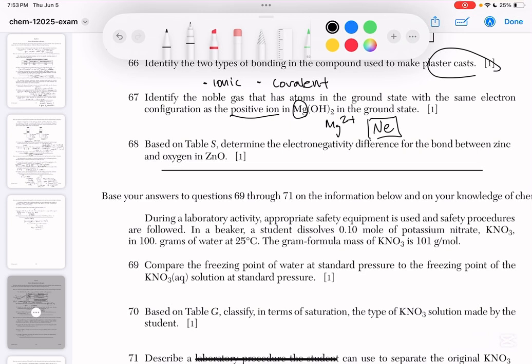Based on table S, determine the electronegativity difference for the bond between zinc and oxygen in ZnO. So let's just look real quick. Oxygen is 3.4, zinc is 1.7, 3.4 minus 1.7 is 1.7. This would be your answer.